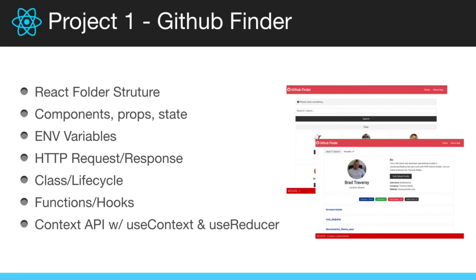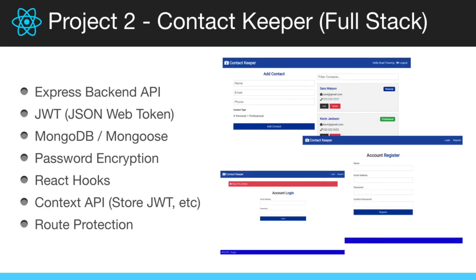So this project itself, in terms of functionality, is very simple. But like I said, we're going to refactor it a bunch of times so that you understand how to do things in different ways. So project 2 is the contact keeper. This is actually a full stack MERN application. We're going to be building the backend API using Express.